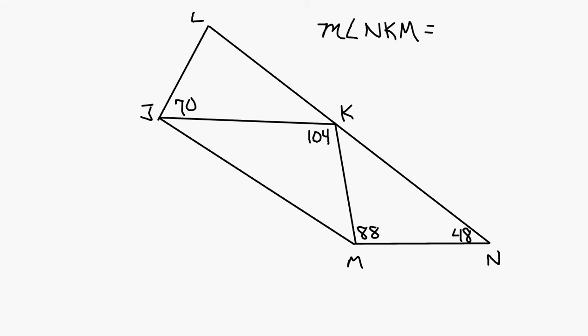All right, so the first thing I would do is identify the angle. NKM is this angle right here, isn't it? It's the third angle in this triangle, isn't it? So couldn't you take 180 and subtract 88 and then subtract another 48? What are you left with? What's 180 minus 88 minus 48? 44. So 44 degrees.